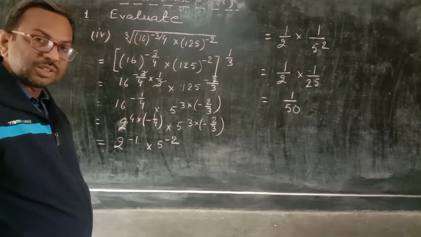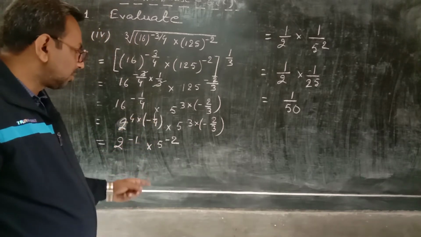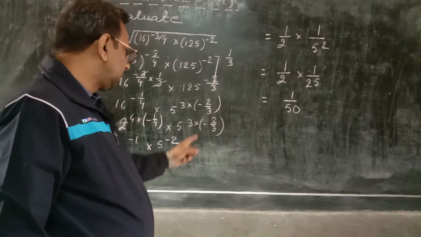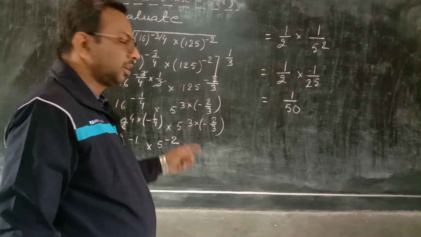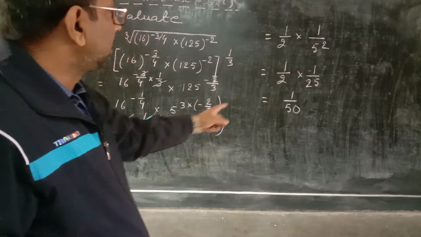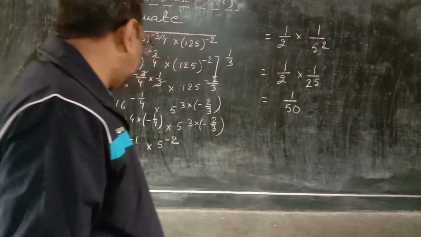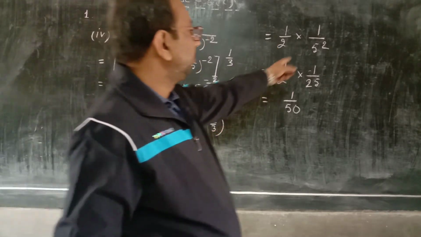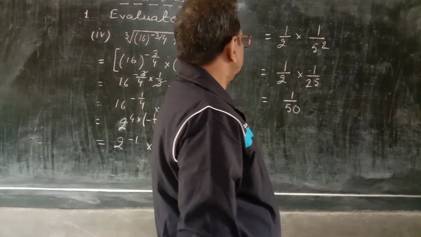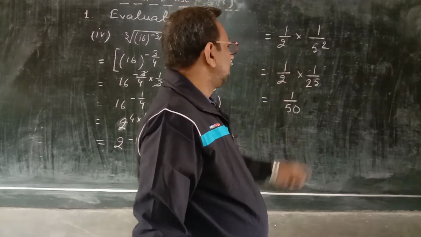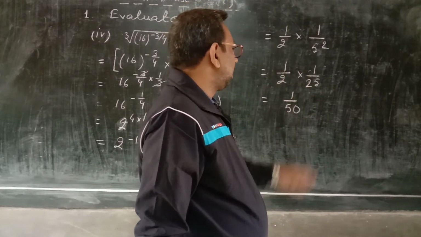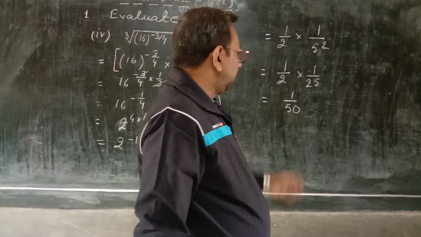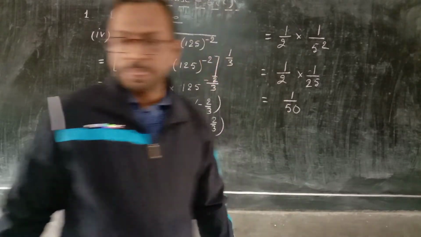This 4 and this 4 cancelled. Here 2 to the power minus 1. Similarly, these 3 and this 3 cancel, and here 5 to the power minus 2. 2 to the power minus 1, we can write 1 by 2, and 5 to the power minus 2, we can write 1 by 5 square. So it became 1 by 2 into 1 by 25, that multiply. Those two are multiplied, and I got 1 by 50.